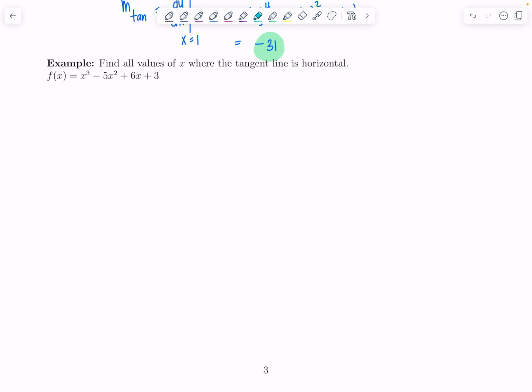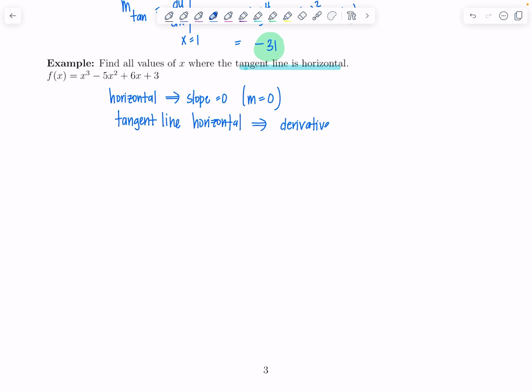So let's think. What do I know about horizontal lines? Well, if a line is horizontal, that means its slope is 0. M equals 0. So in this particular case, if the tangent line is going to be horizontal, that means the derivative is equal to 0. So first we're going to find the derivative and then we'll set it equal to 0 and solve for x. So let's go ahead, find the derivative.